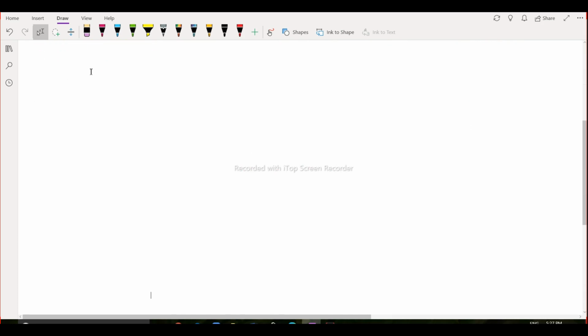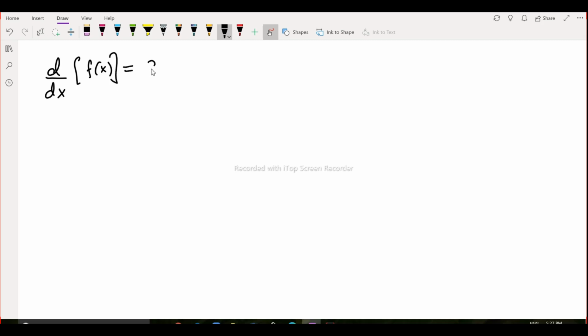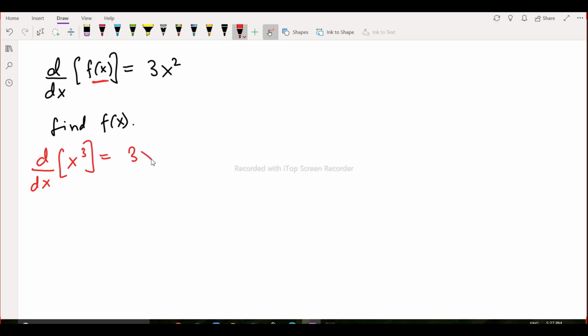So let's say we have been given the derivative of a function, and that is equal to 3x square. Find f(x). So now what we'll do is the reverse of differentiation. We need f(x), and what we find is that the derivative of x cube is actually 3x square. So f(x) is equal to x cube.